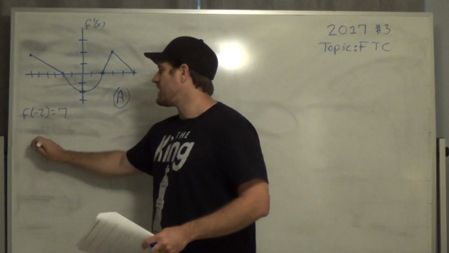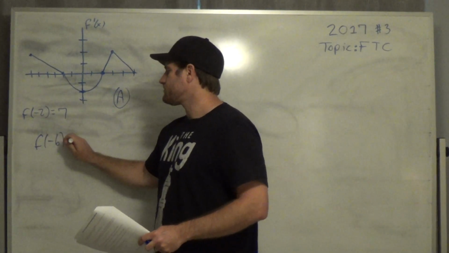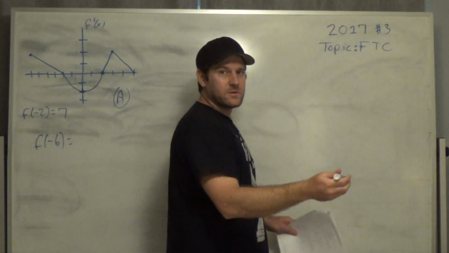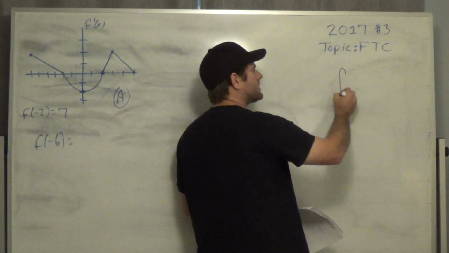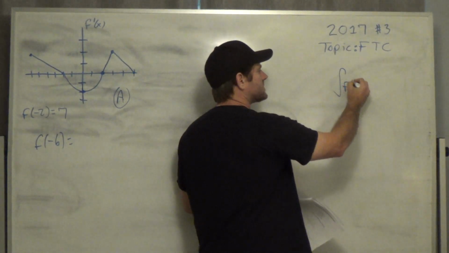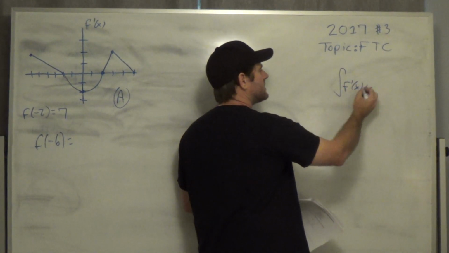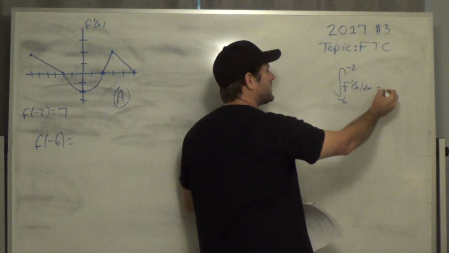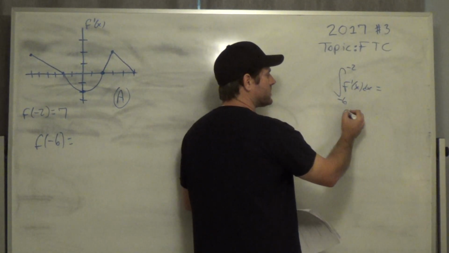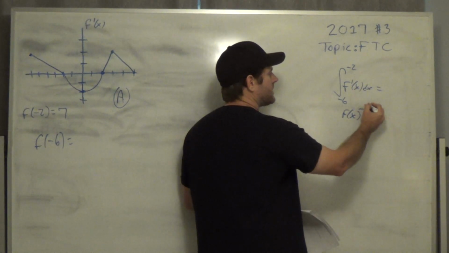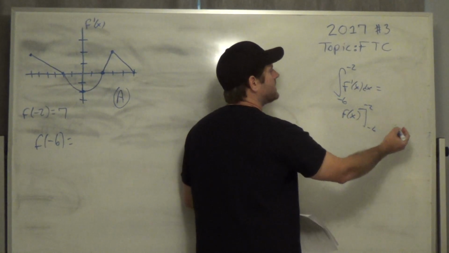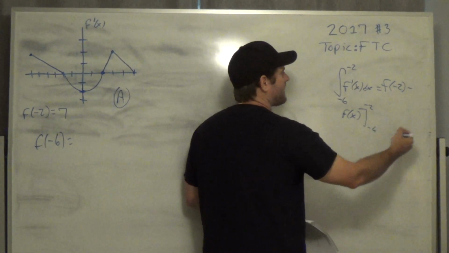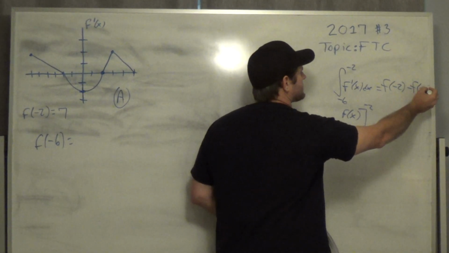The very first thing they want you to find for part A is they say find f of -6. Alright, well, we've done this on two of the three other ones. The area underneath f prime x from -6 to -2. If you take the antiderivative, you'll get f of x. And then if you plug in the top and the bottom, you get f of -2 minus f of -6.